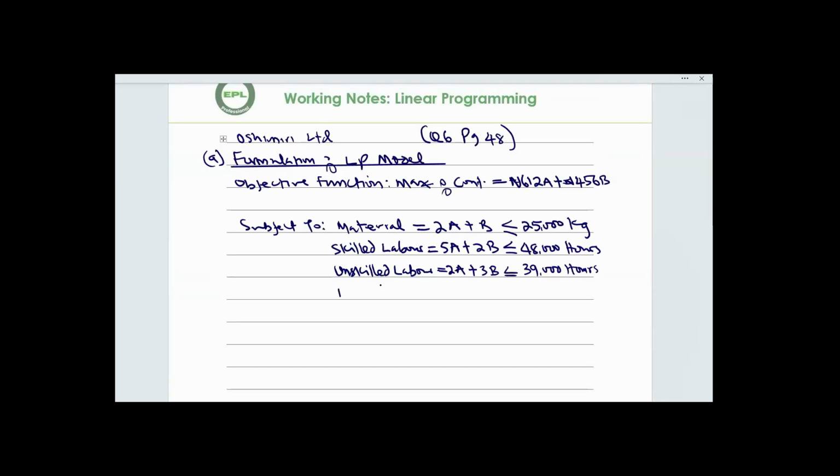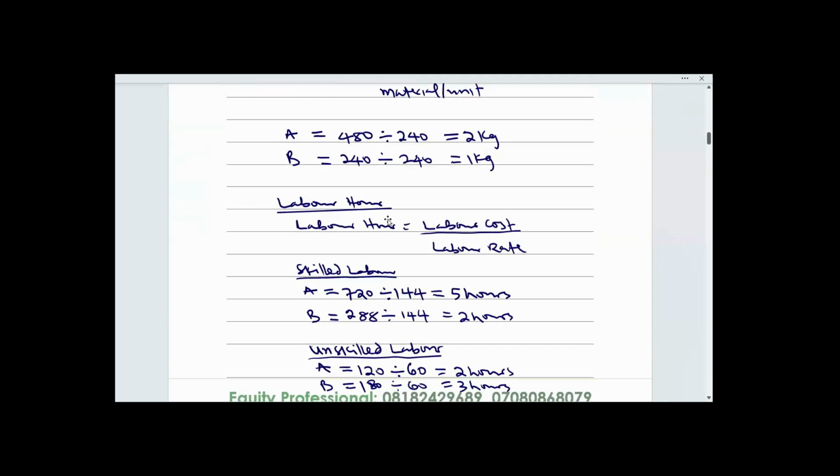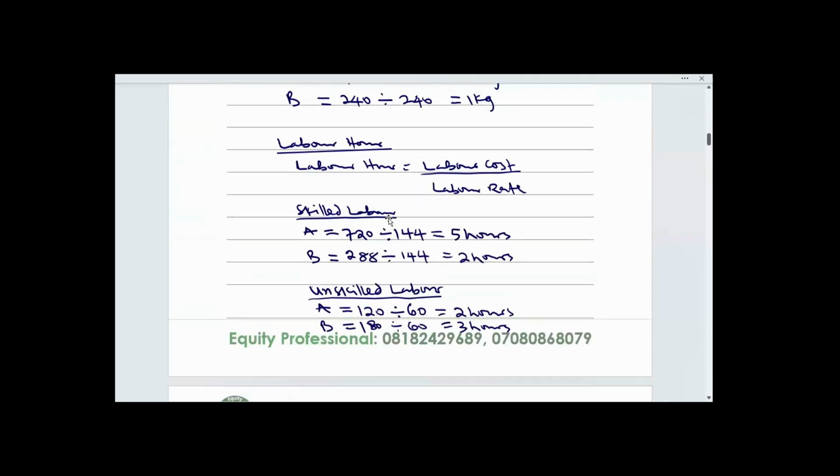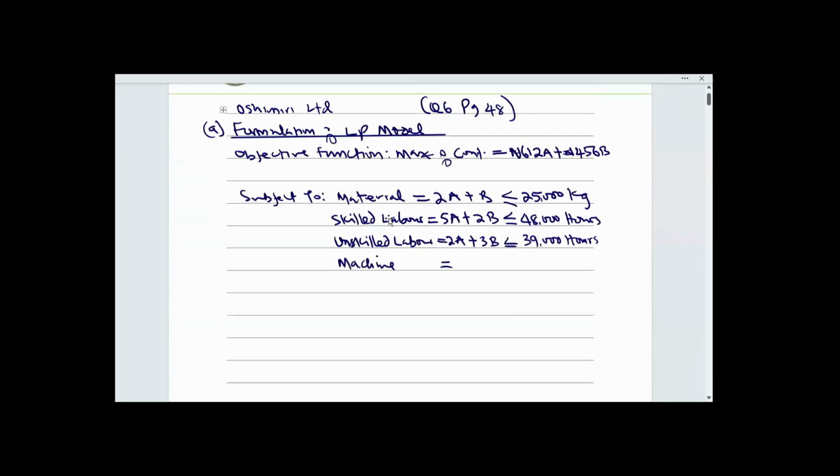Then the last one is machine hour, or simply put, machine. Under the machine, we have calculated it to be 2 to 4 hours. So 2A plus 4B less than or equal to 50,000 hours. So with this, we have stated all relevant constraints.